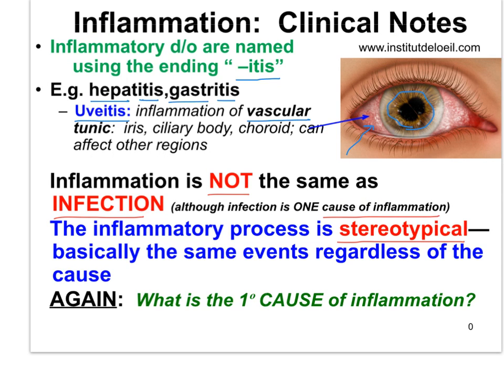So just want to take a second and remind yourself what the primary cause of inflammation is. Remember that it's tissue damage from any source, and that little mnemonic first tick can help you remember that.